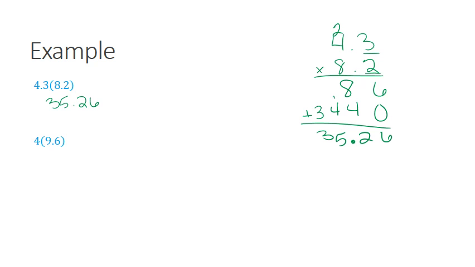In question number 2, I have 4 times 9 6/10. Again, you don't have to line up your dots here. So 6 times 4 is 24. Carry 2. 4 times 9 is 36. Plus 2 is 38. I only have 1 decimal place in my problem, so I only have 1 decimal place in my answer. My answer is 38 4/10.